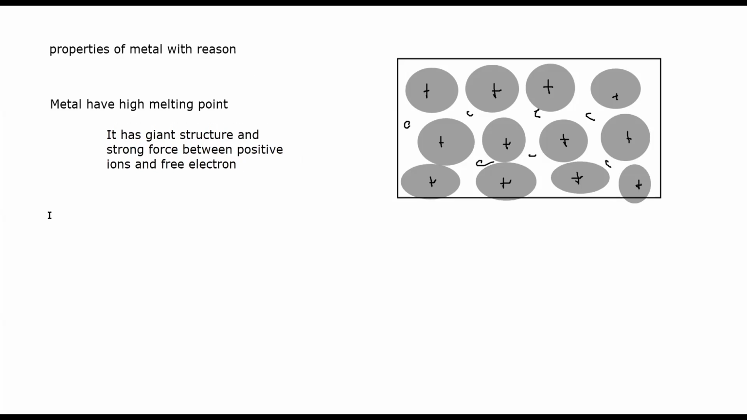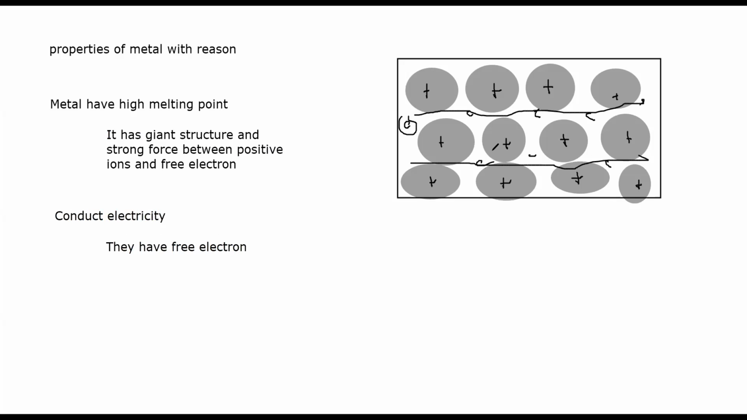Metals can conduct electricity. So why can metals conduct electricity? Because they have free electrons. The term electricity or conduction of electricity refers to the movement of charges. Because this electron can travel from one place to another. So if electrons can move from one place to another, or if ions can travel from one place to another, the substance can conduct electricity.